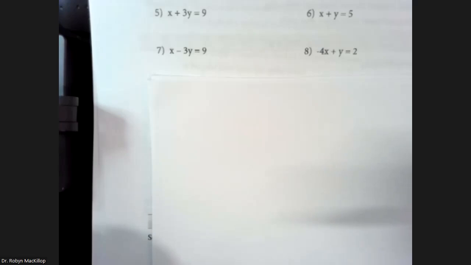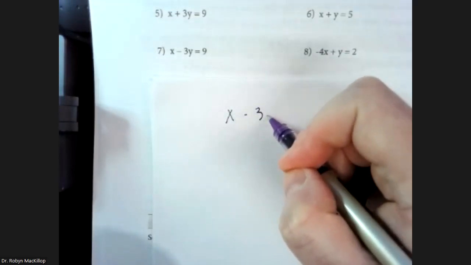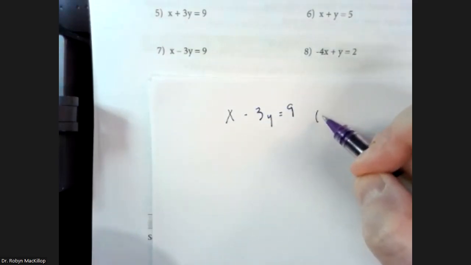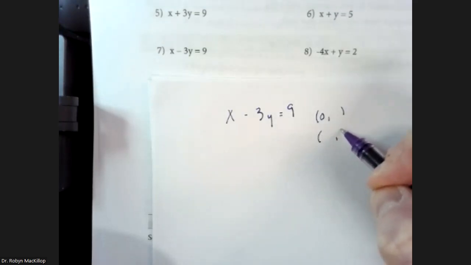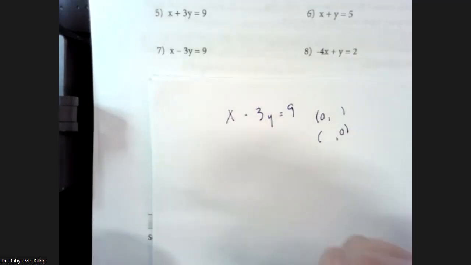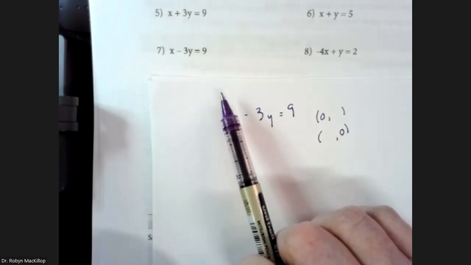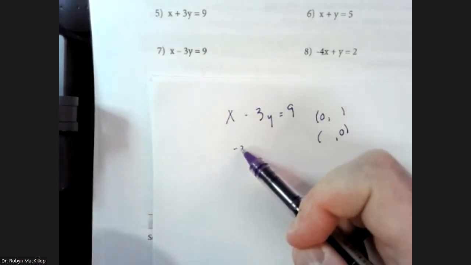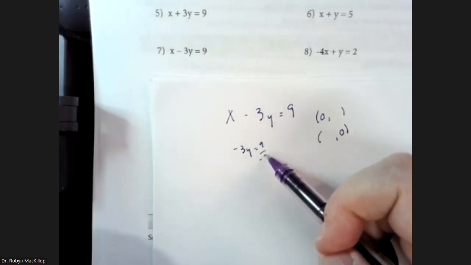All right, we've got x minus 3y equals 9. And again, we're going to start by zeroing out x. Then we'll come back and zero out y. So if we make x 0, it goes away. And our equation is negative 3y equals 9. So then we're going to divide out that negative 3 on both sides. And what does that get us?